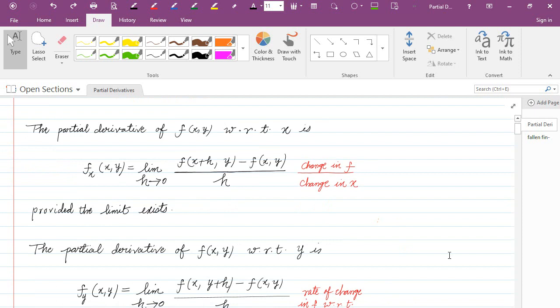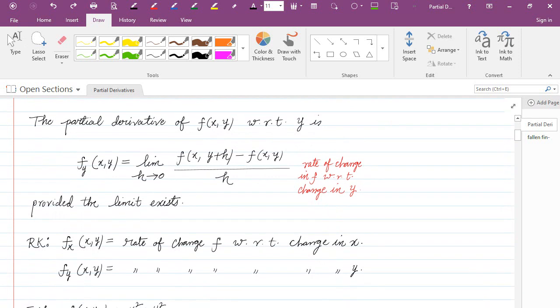The partial derivative of f with respect to x is here denoted by f subscript x. The partial derivative of f with respect to y evaluated at (x, y) is the limit as h goes to 0 of f of x comma y plus h minus f of x, y divided by h, provided the limit exists. Now, this limit is the rate of change of f with respect to change in y.